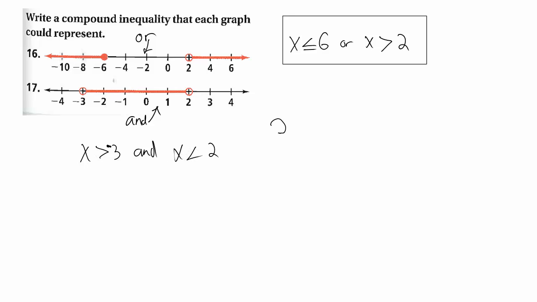Now this one, they're all one piece, but there's two rules. It's bounded between -3 and 2. So you can write the compound inequality this way: -3 less than x less than 2.